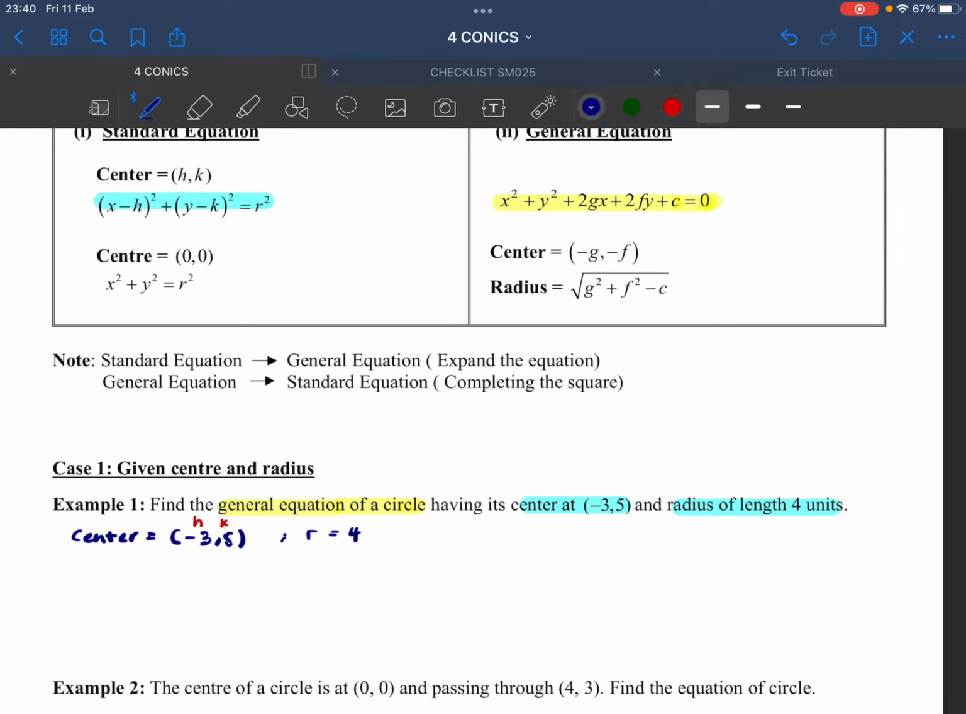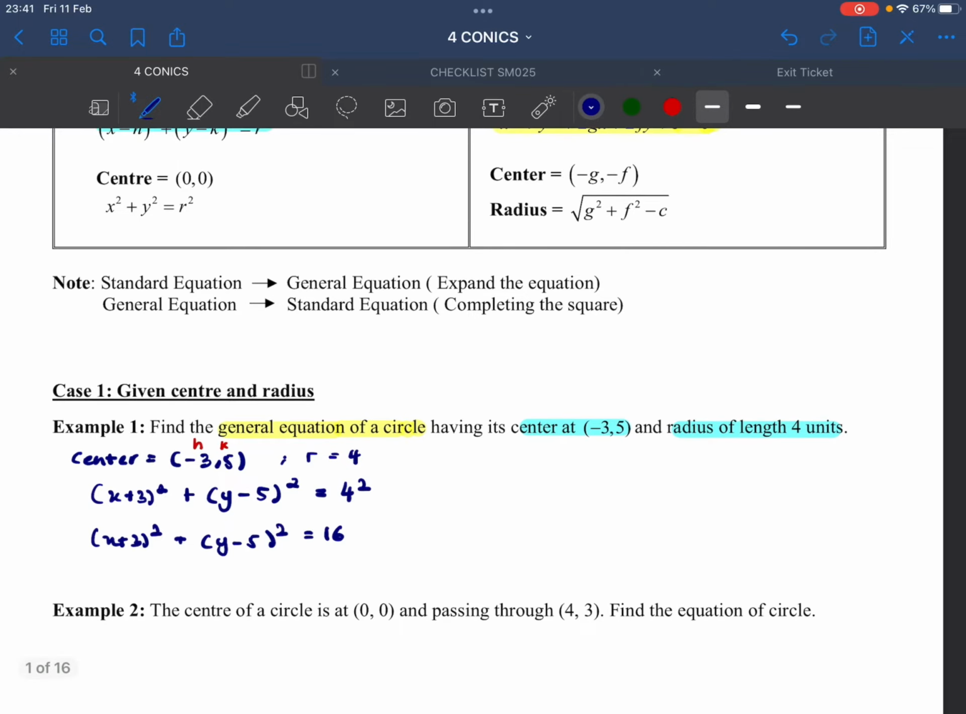So we have (x minus h) squared, that means (x plus 3) squared. Remember, the standard equation is x minus h, so your h here you have to change to positive. So we have plus (y minus 5) squared is equal to r squared, and our r is 4, so we have 4 squared here. This is our standard equation: (x plus 3) squared plus (y minus 5) squared is equal to 4 squared, which is (x plus 3) squared plus (y minus 5) squared is equal to 16.